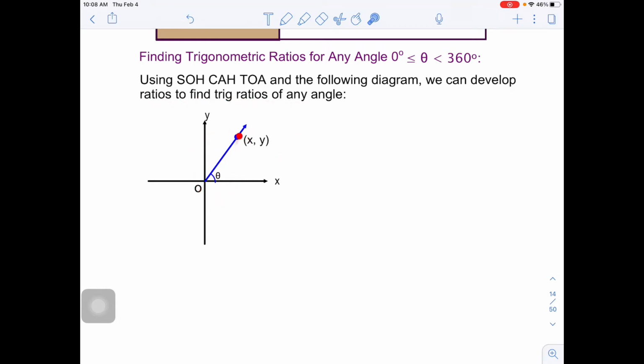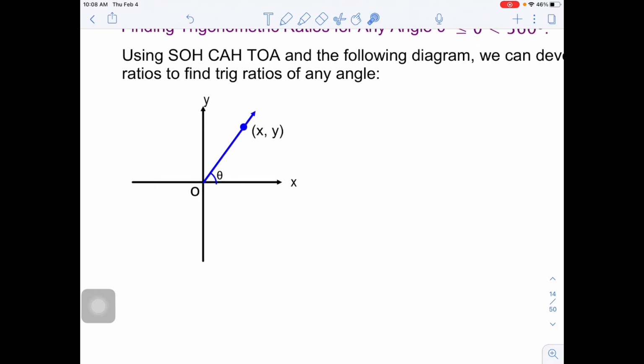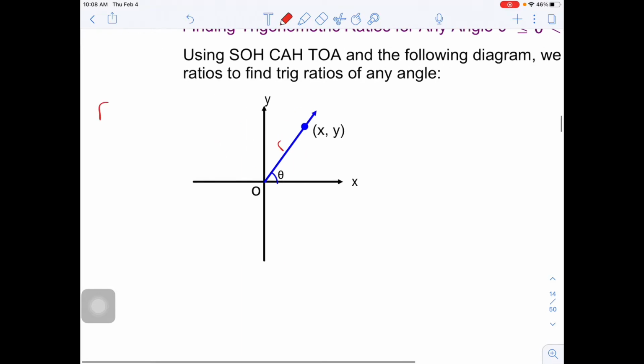So at this point, we can develop ratios, finding trig ratios for any angle, as long as we use certain conventions. A few things to note. When you're given that point on your Cartesian plane and you create your terminal arm, that arm is what we call r. Some things to note: r is always positive, no matter where it's found in the Cartesian plane.